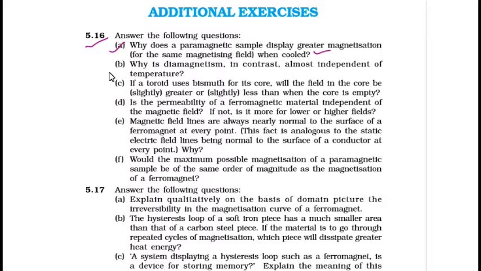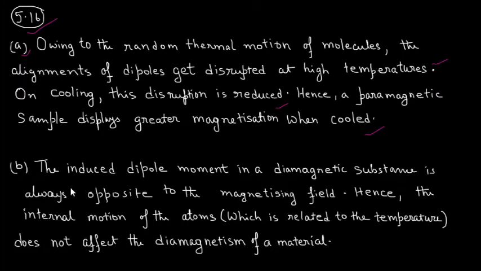Why is diamagnetism, in contrast, almost independent of temperature? Let us see the answer. So, answer to the problem B: the induced dipole moment in a diamagnetic substance is always opposite to the magnetizing field. Hence, the internal motion of the atom, which is related to the temperature, does not affect the diamagnetism of material.